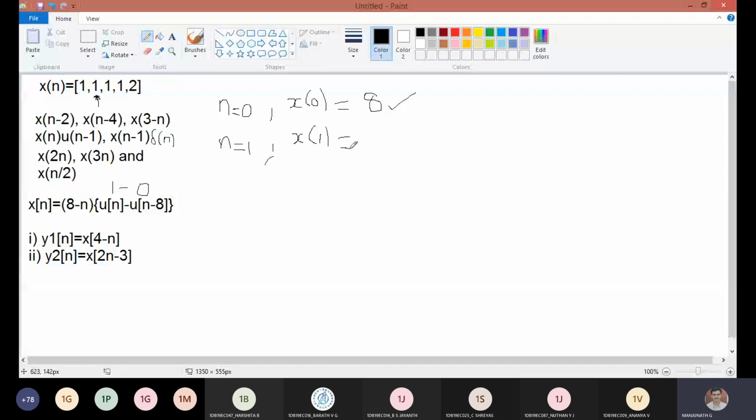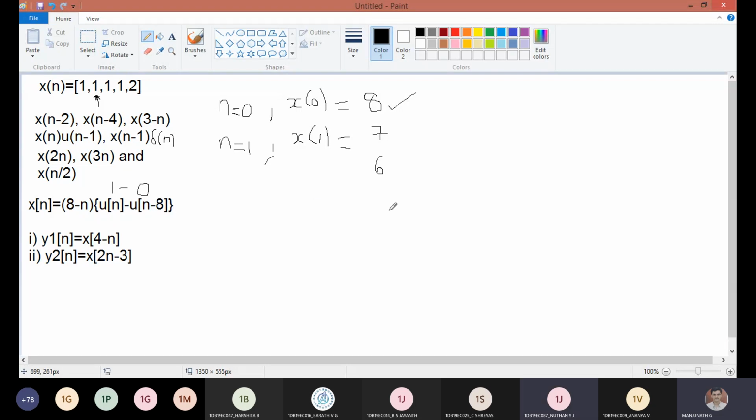So what is x of n value? 7, sir. Good. So just check out, it will keep dipping. For n equal to 2, it is 6. So you just check out till where you get 0 sample, then you can end it. Just check for n equal to 2, is it 6?